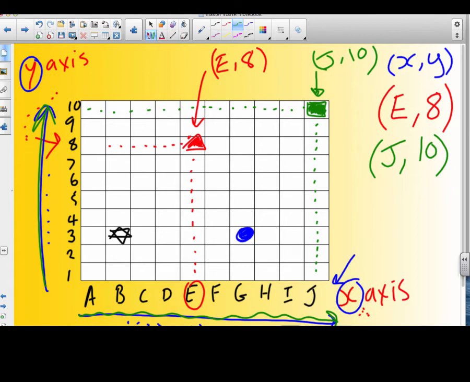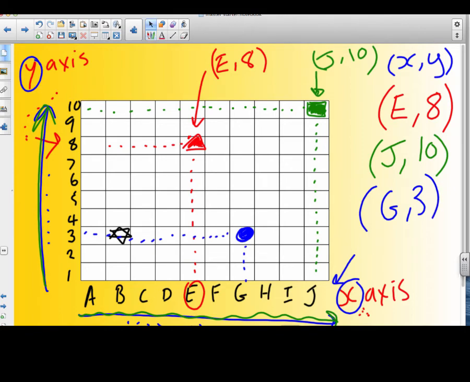Why don't you do the blue circle? Why don't you have a go at the blue circle all by yourself? Where is the blue circle? Okay, here it is. Down there. Remember to put the x-axis first and the y-axis second. Okay, and I hope, pause me and have a go. Okay, I hope you said the blue circle was at G3.